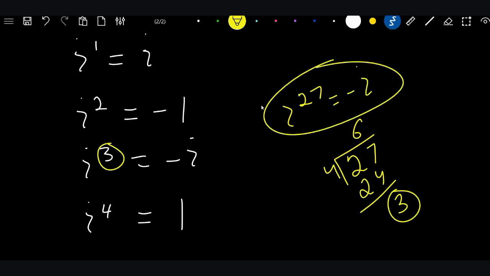So whatever your exponent is, divide it by 4. You might want to put this one as remainder 0. The 4 is the remainder 0 ones. So if you get a remainder of 1, it's i. If you get a remainder of 2, it's negative 1. If you get a remainder of 3, negative i. If you get a remainder of 0, 1 is the answer.